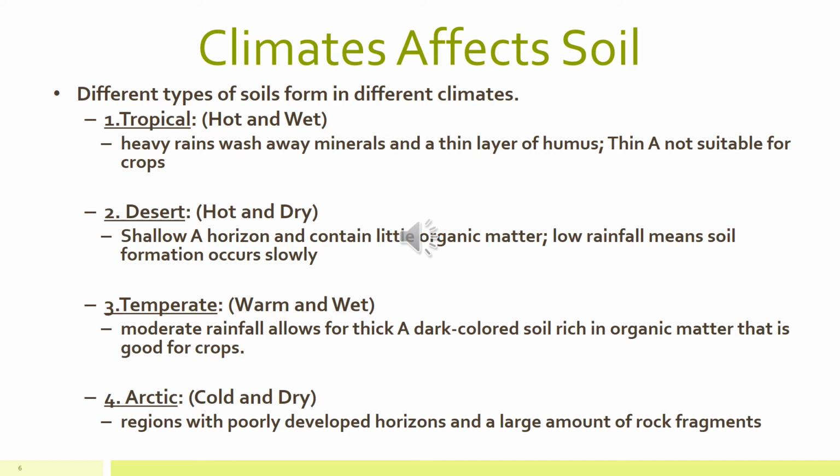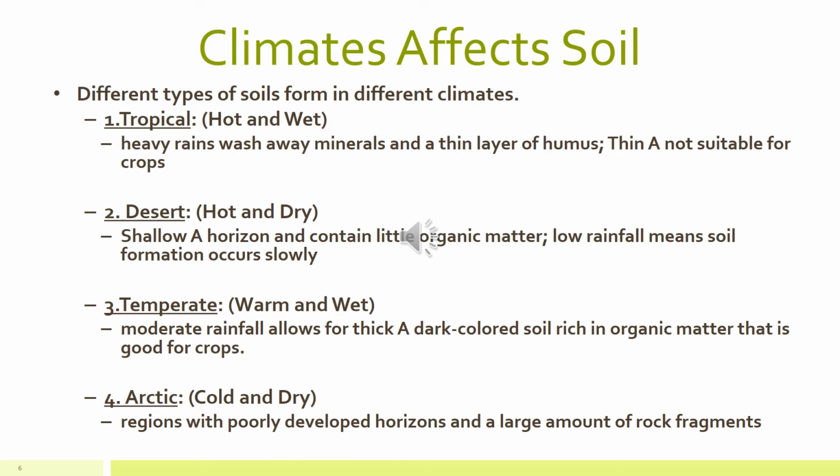The temperate forest is warm and wet, which is great because that means the moderate rainfall will allow for a thick A horizon, which is dark in color and means rich in organic material, which is really good for growing crops.